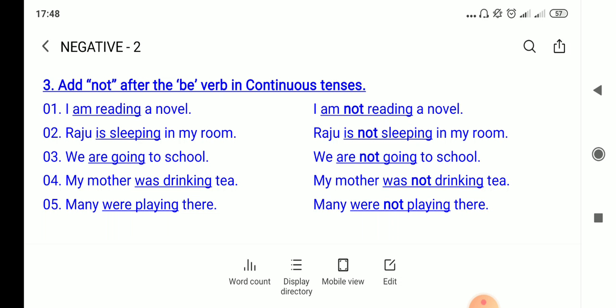So what have you learnt in this part? Remember, there are two verbs in each sentence and you have to add not after the first verb. Are you clear, children?